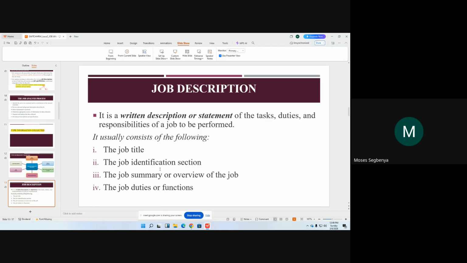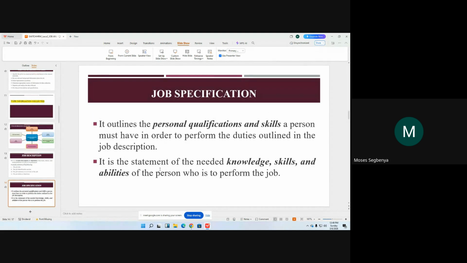As part of your assessment, you'll be assessing students on A, B, C, D. And as a supervisor, you'll be supervising A, B, C, D. So you are giving details of what the teacher will be doing. And then we say that it outlines the second one, which is the job specification. It will also tell you the personal qualification and skill a person must have in order to perform the job.